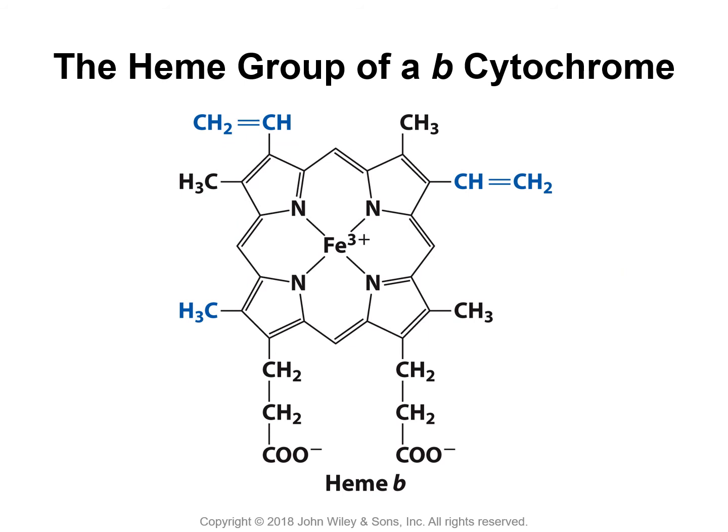Now, what you see here is the heme group of a b cytochrome. The planar porphyrin ring surrounds the central iron atom. Shown here is the oxidized Fe3+ state. The heme substituent groups are colored blue and differ from a and c cytochromes. The heme group of hemoglobin and myoglobin has the b structure. And this goes back to chapter 5.